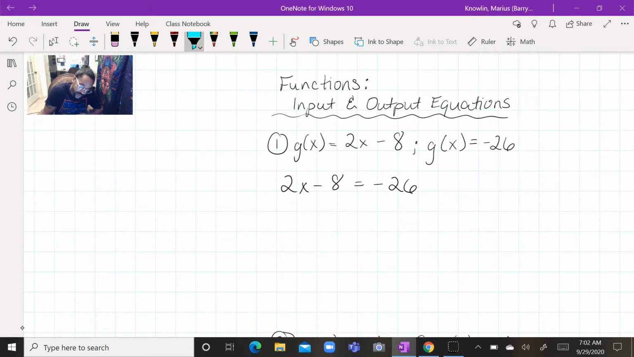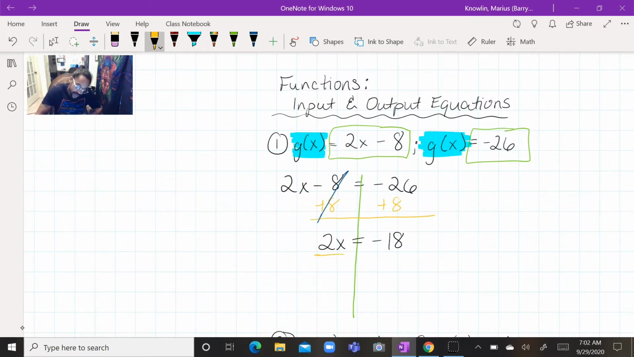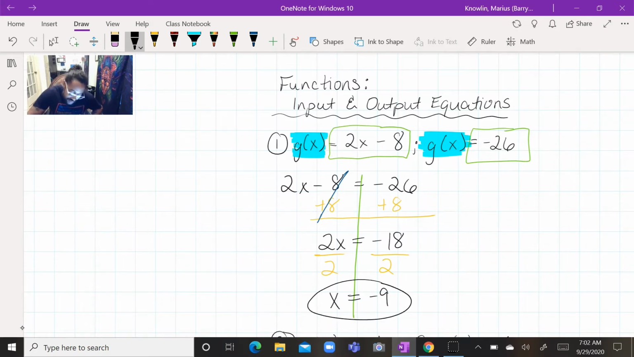Okay? The way to look at this is both of these tell us that g of x equals something. Since this is equal to g of x and this is equal to g of x, we just set those both equal to each other and solve for x. Okay? So now that we know that, we can go ahead and add 8 to both sides. The 8's cancel out. This becomes 2x equals negative 18. Alright, and now the last step here is divide both sides by positive 2. And x is going to become negative 9 because a negative divided by a positive is a negative.